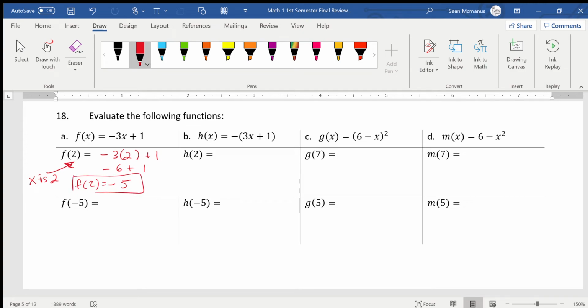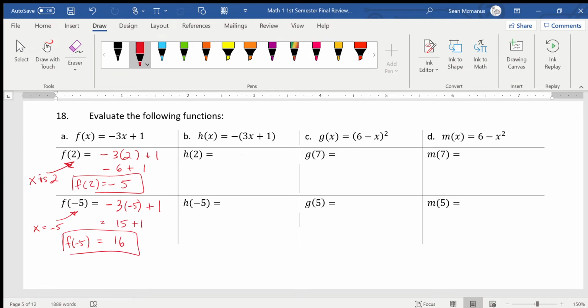Same exact function, but now we're going to try and put something else in there. What happens if the x is negative 5? So negative 3 times x plus 1, but this time the x is negative 5. So negative times a negative is a positive. 3 times 5, 15 plus 1 is 16. So f of negative 5 equals 16.